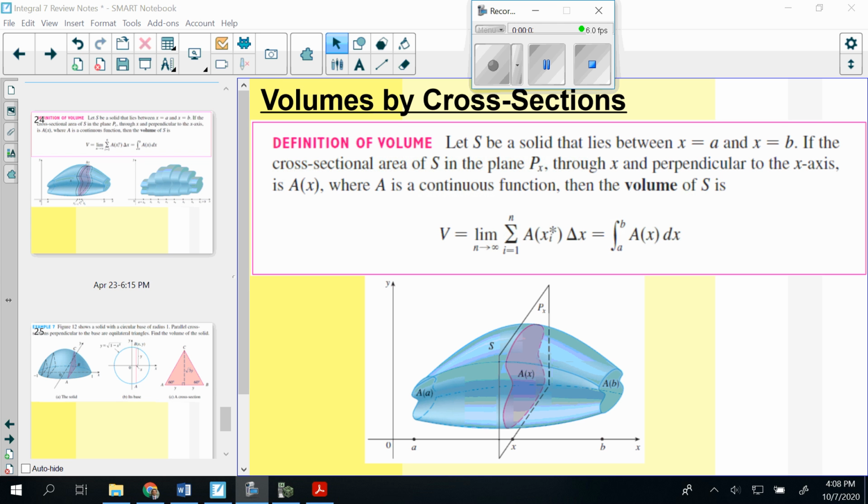All right, another way we can find volumes is again kind of by cross section, similar to the washer method, except here we're not doing any rotating. Here it would be some solid that lies between A and B. So on our graph, here's A and B. So we got this solid sitting here.